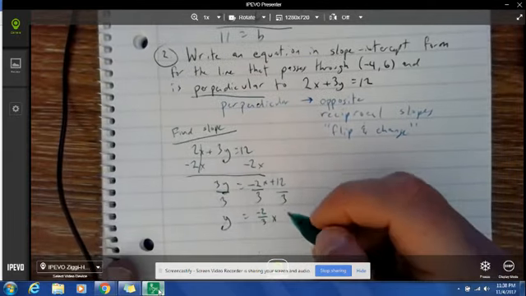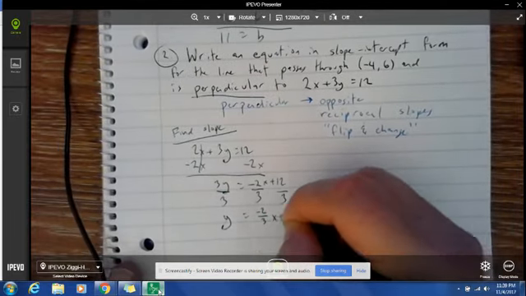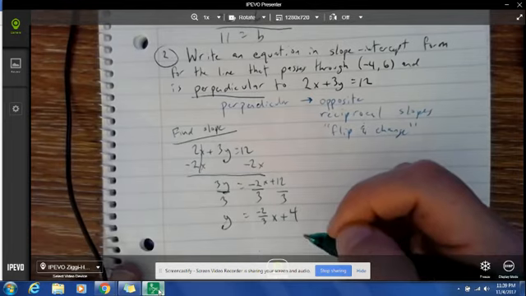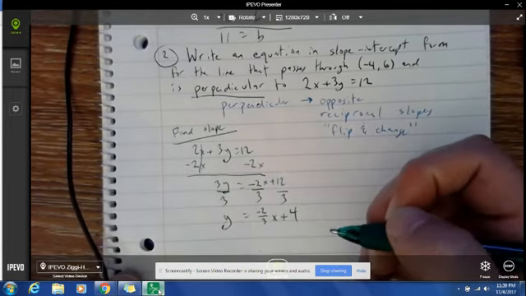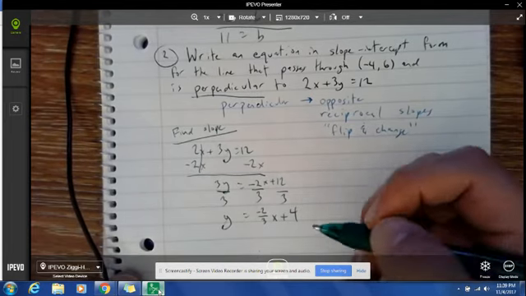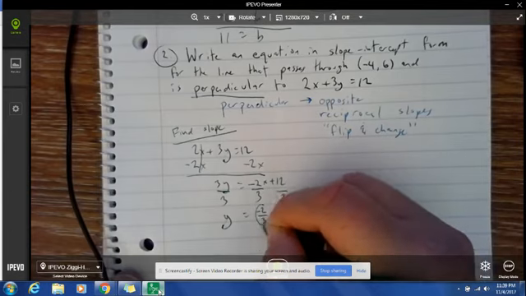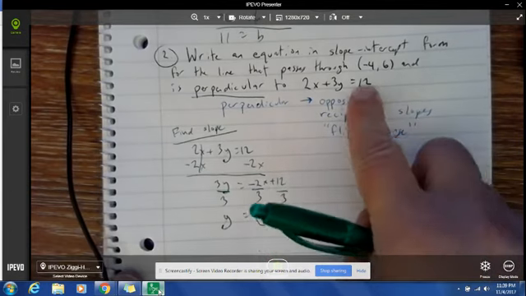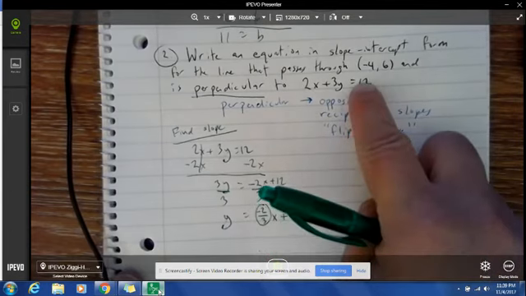But 12 divided by 3, well, guess what? That is 4. So we have y = -2/3 x + 4. But that 4 doesn't even really matter, because all we care about is the slope. So the slope of the original line is -2/3.